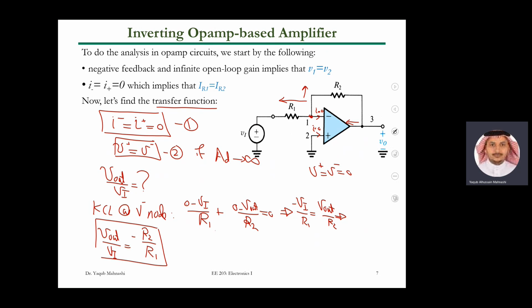For example, if R2 is 1 kilo ohm, sorry, R1 is 0.1 kilo ohm, what is the gain of the circuit? 1 over 0.1. 10. Exactly. If your V input is 1 volt, the output is expected to be 10 volts. If your V input is 5 volts, the output is expected to be 50 volts. Do we have 50 volts? Who has that? Exactly, 15.